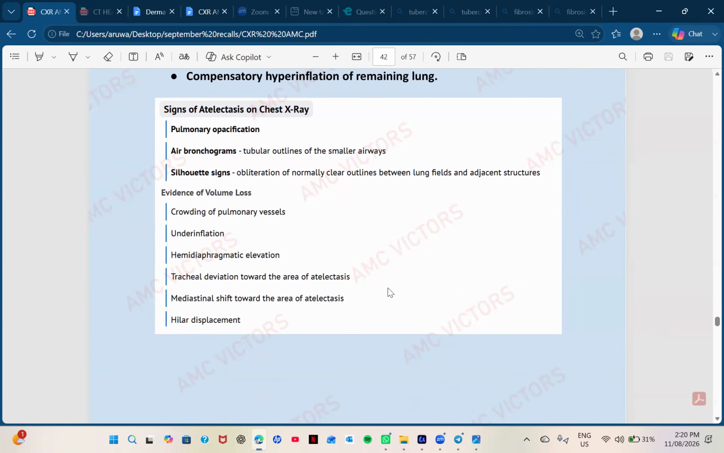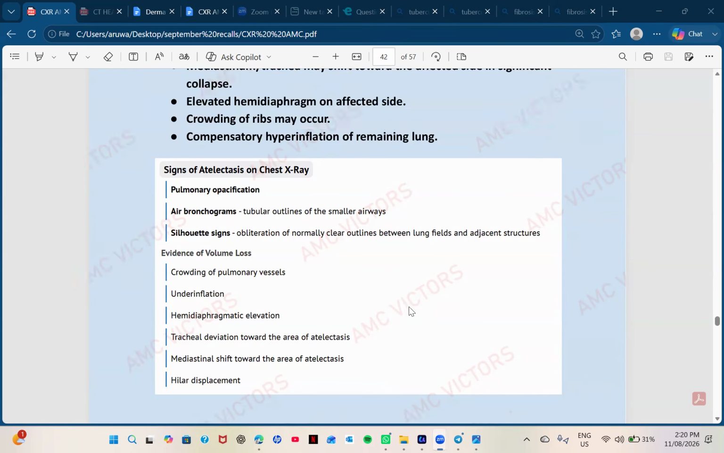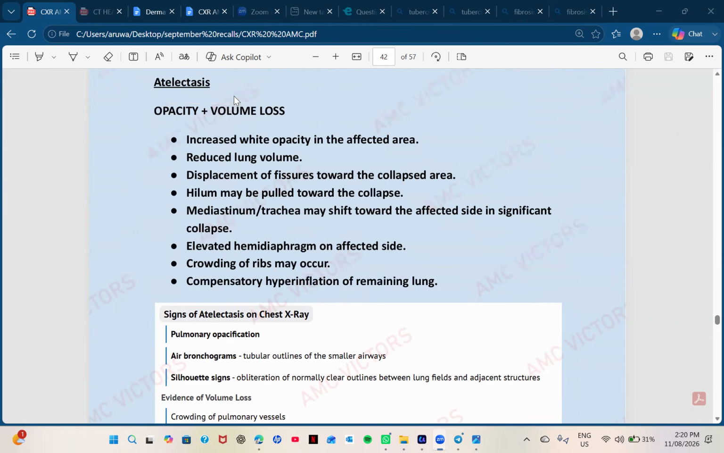The volume loss happened, and because of that the trachea is coming towards it, right? Doctors, that is the important thing you need to differentiate from pneumothorax or hemothorax. In pneumothorax or hemothorax, the trachea is going away, to the opposite side of the collapse. But here it's coming towards the collapse, because of the volume loss.